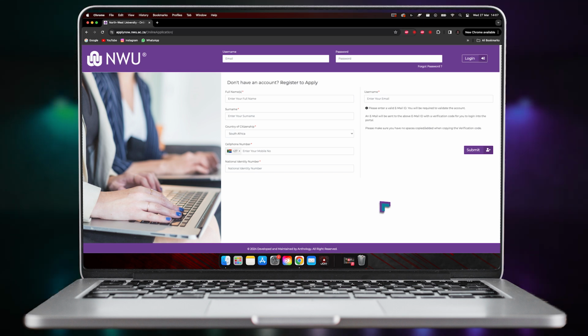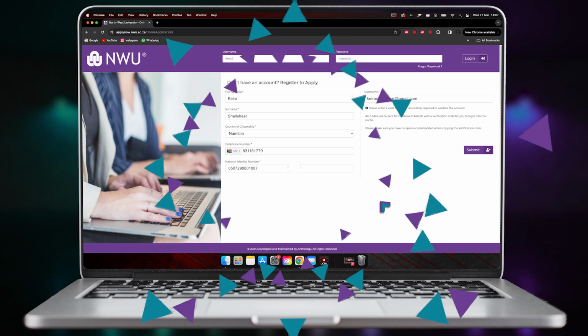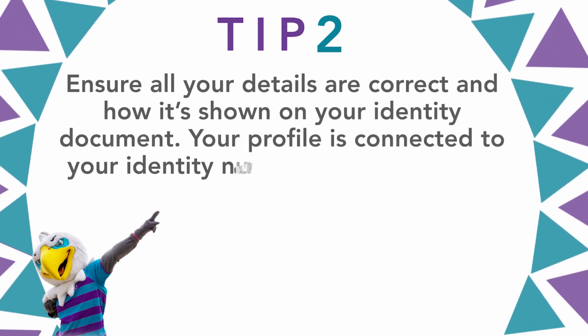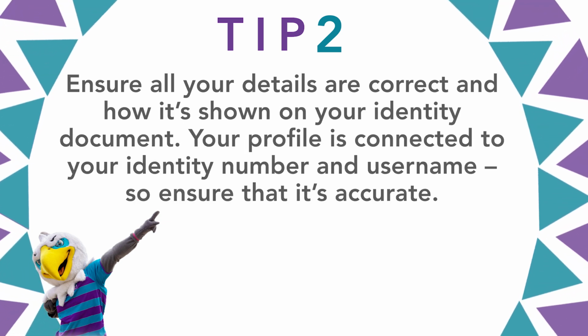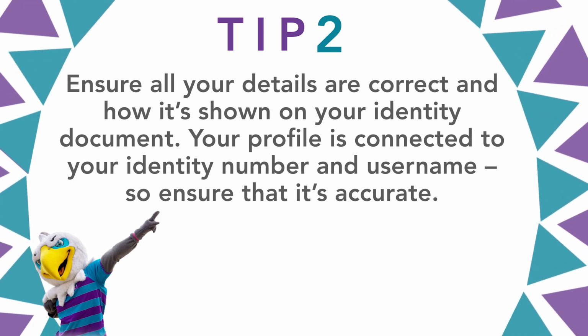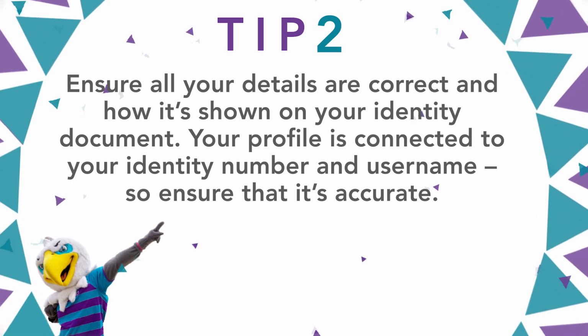Register to apply by filling in your personal details on the application portal. Username refers to your email address. Tip number 2. Ensure all your details are correct and how it's shown on your identity document. Your profile is connected to your identity number and username, so ensure that it's accurate.